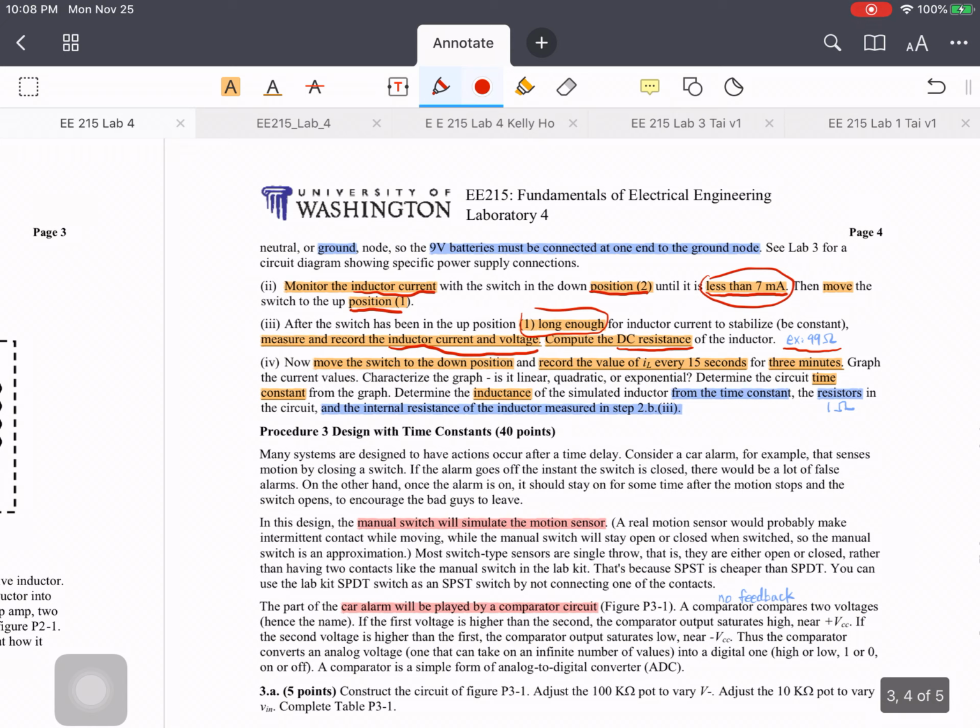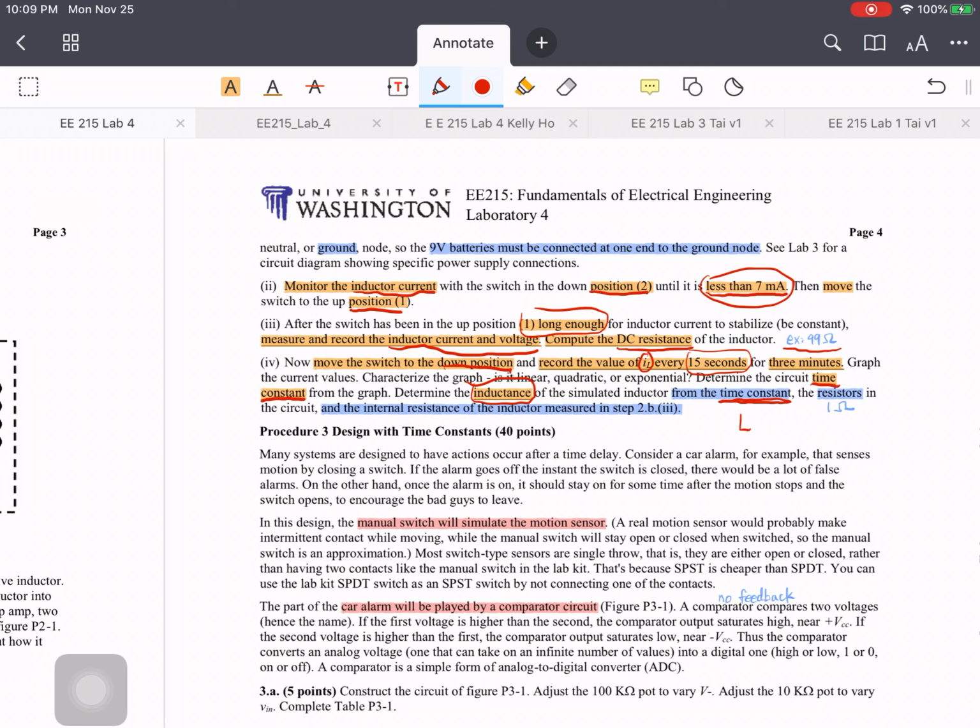And now move the switch to the down position, so we discharge, and record IL every 15 seconds for 3 minutes, and then graph it, and judge if it is linear, exponential, or quadratic. Then determine the time constant, which you have done in the previous procedure, and then determine the inductance of the simulated inductor from the time constant. Because now you know R and you know the time constant, then you can find L.